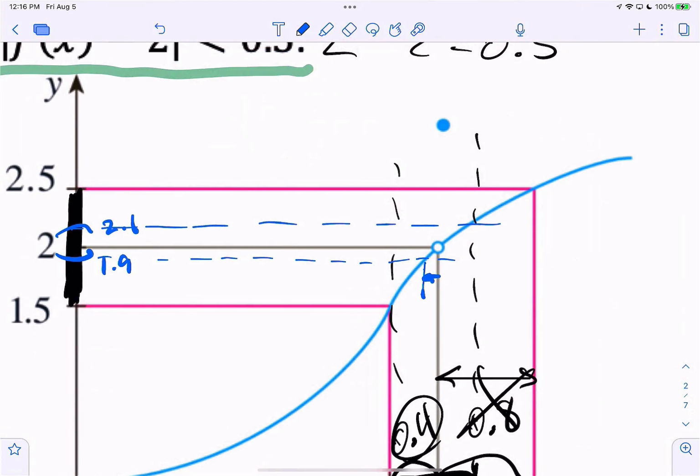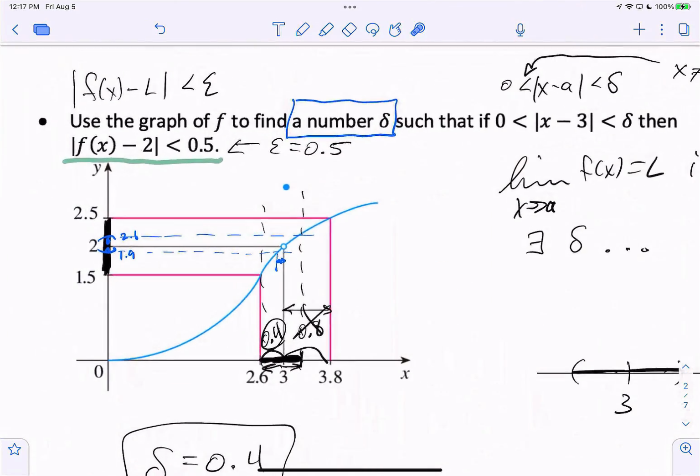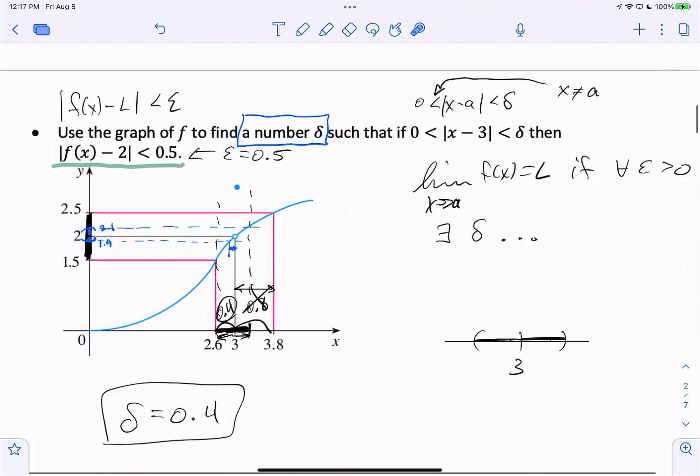It looks like that would be the size of my delta neighborhood, right? And I can snug this up and be as small as I want over here for epsilon, and I'm always going to be able to find a neighborhood about 3 that will be such that any of those input values will give me output values between the two numbers that I've specified. So that's how this relates to the definition of a limit.